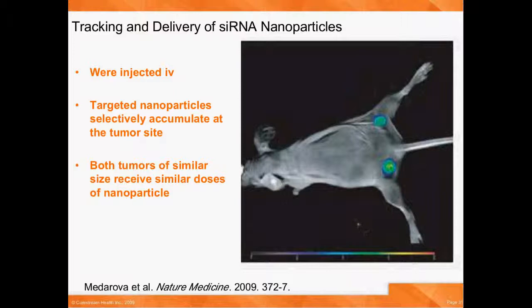The first experiment is to just see if the nanoparticles get to the tumor and are they specifically targeted to the tumor. In this case, they were able to confirm that because the nanoparticles were injected IV, they could track the fluorescence and see 2 specific hotspots with good specificity at the tumor site. This image also confirms that these 2 tumors, which will be important later, received relatively similar doses of the nanoparticles.